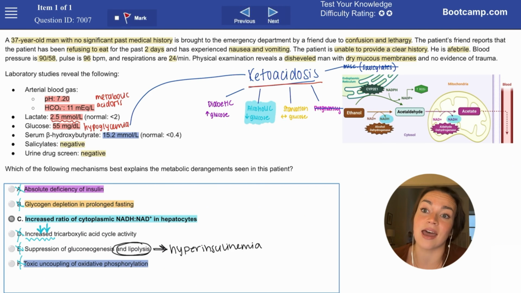Alcoholic ketoacidosis is caused and is characterized by an underlying increased ratio of cytoplasmic NADH to NAD plus in hepatocytes, which we see because the ethanol metabolism reactions all create NADH at the expense of NAD plus. And all that increased NADH has a lot of biochemical implications, including metabolic acidoses like lactic acidosis and ketoacidosis, as well as hypoglycemia from decreased gluconeogenesis.